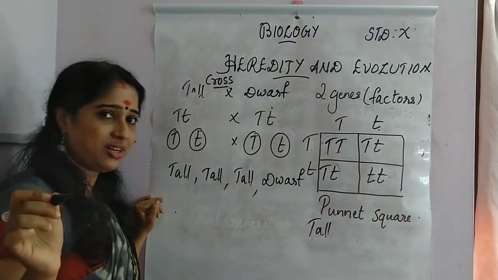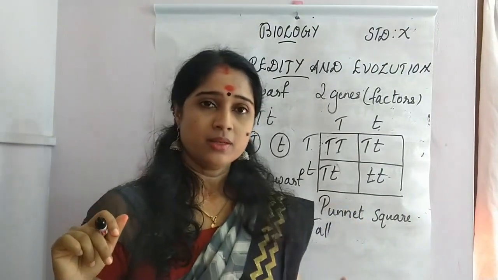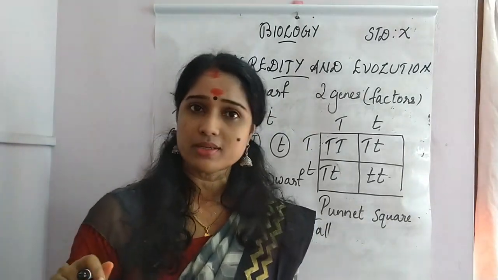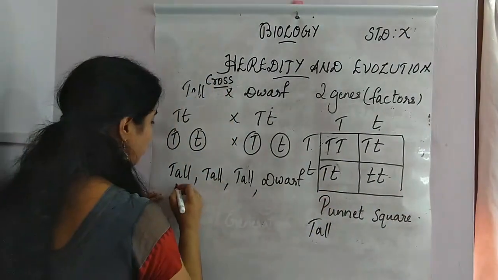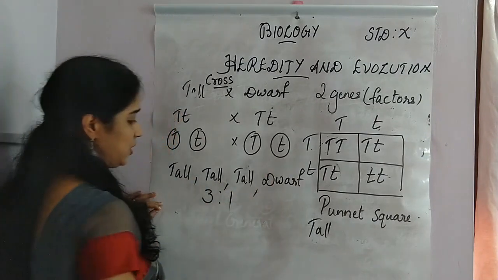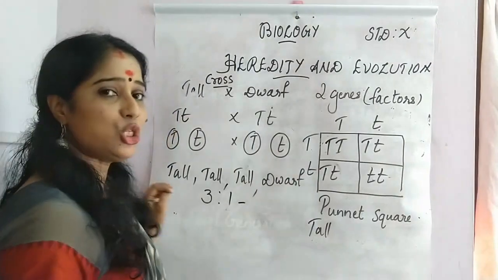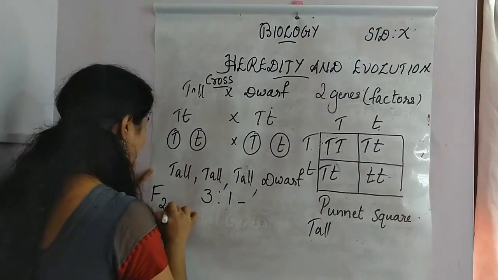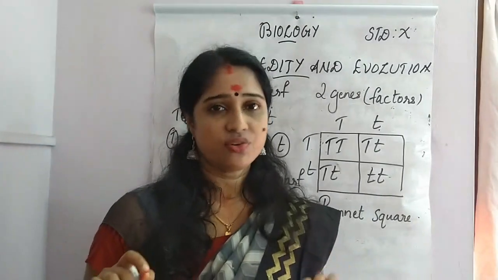Clear? In the first generation, he couldn't see any dwarf plant. But after self-pollinating the first generation, in the second generation, he was really surprised to see what? One dwarf plant. All the others were tall. So how many? 1, 2, 3. What about dwarfness? Yes, 1. So what's the ratio? 3:1 ratio. This generation is known as what? F2 generation or second filial generation.